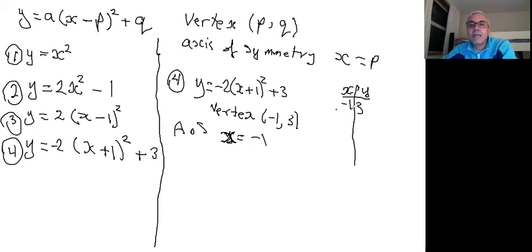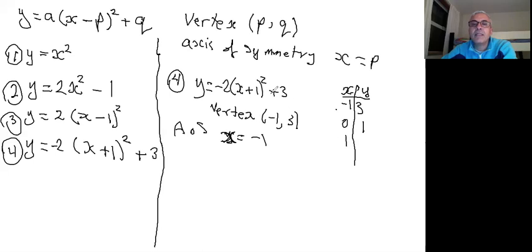Now, once I put my vertex right there, the p and q, all I need to do is just choose the two next numbers to -1, which is 0 and 1. Take the 0, sub it back into the equation, order of operations. So 0 plus 1 is 1. Then you square the 1, you get 1. Times -2 is -2, plus 3 gives you 1. And that's the next point.